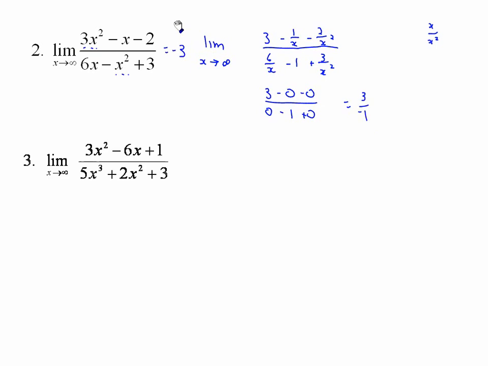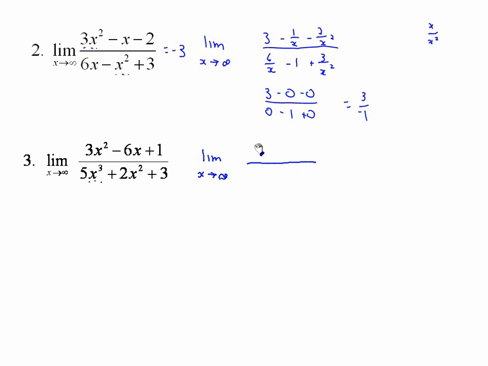Let's still do a few more. Number 3 is this, and this is an example of one that does not have the same power of x on the top and the bottom. I don't view that as a big problem. I'm going to stick to my method, which is to divide by the highest power of x in the bottom, that x cubed.